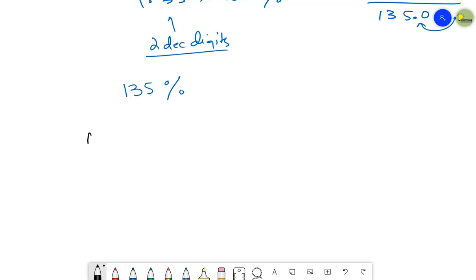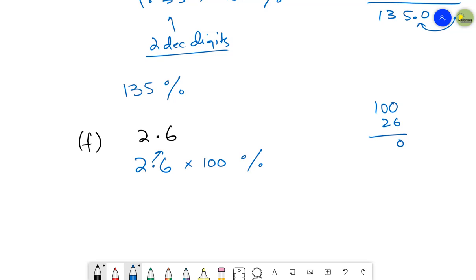In the last part, I have 2.6. I hope you can do it yourself. Just multiply the number by 100 and write down the percentage sign with it. Okay, then 2.6, just ignore this decimal point and multiply 100 with 26. 6 zeros are 0, 6 zeros are 0, 6 ones are 6, multiply 2 zeros are 0, 2 zeros are 0, 2 ones are 2.